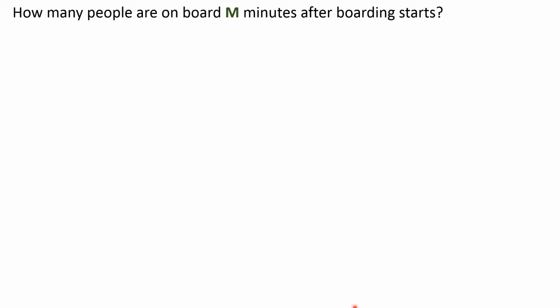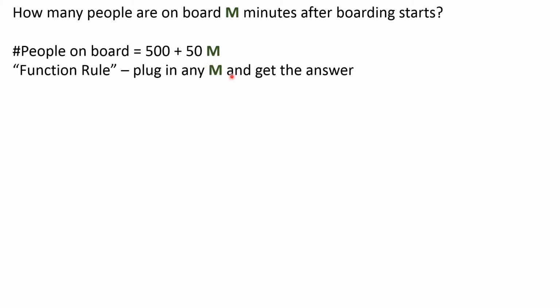We might want to know how many people are on board at any particular point in time, say m minutes after boarding begins. We have several ways to do that. We could say that the number of people on board is 500 crew plus 50 passengers for each minute that has passed since boarding began. We can express this as P, people on board, equals 500 plus 50 times m. So for any m that you give me, the number of people on board is calculated using the function rule 500 plus 50m.